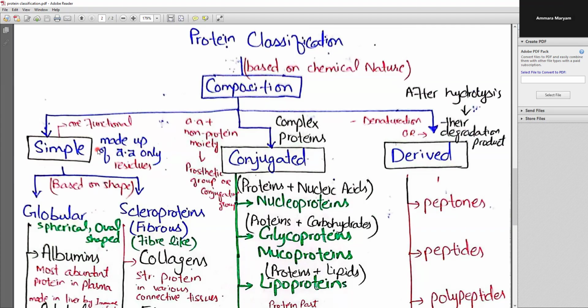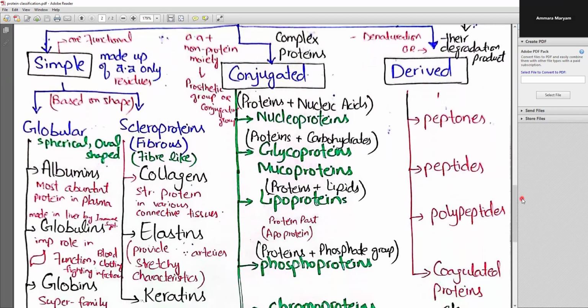These simple proteins are further subclassified on the basis of their shape. They can be classified as globular proteins or fibrous proteins. The globular proteins are basically globules, or you can say oval shaped proteins. The spherical or oval shaped proteins are the globular proteins. And if we go by their width and length, they normally have equal width and length.